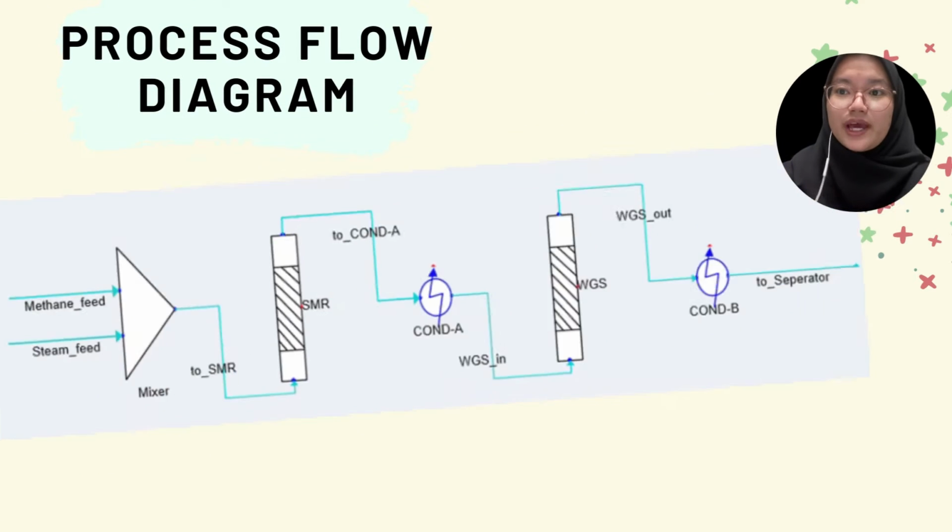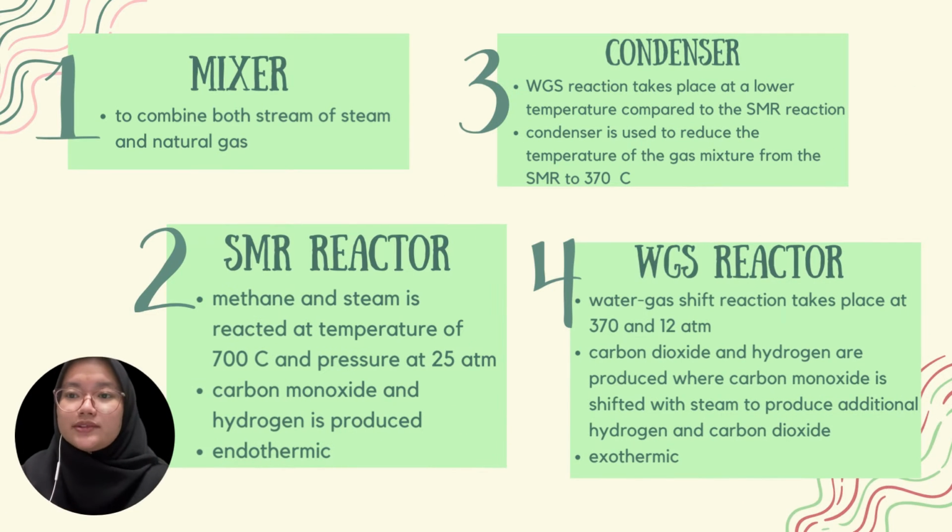This is the process flow diagram for the steam methane reforming reaction. First, the feed stream will pass through a mixer in order to combine both streams of steam and methane gas. Next, the mixture will be introduced to the SMR reactor where methane and steam are reacted at a temperature of 700 degrees Celsius and pressure of 25 bar. In this reaction, carbon monoxide and hydrogen are produced and the reaction is endothermic.